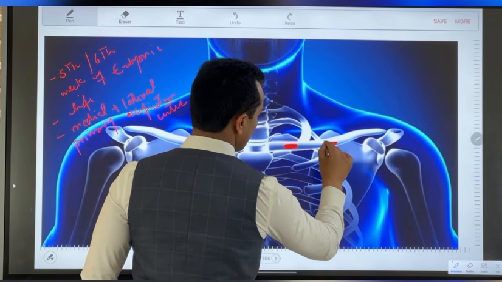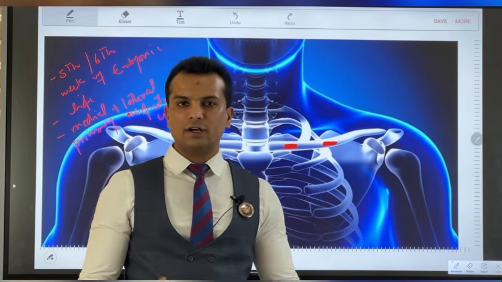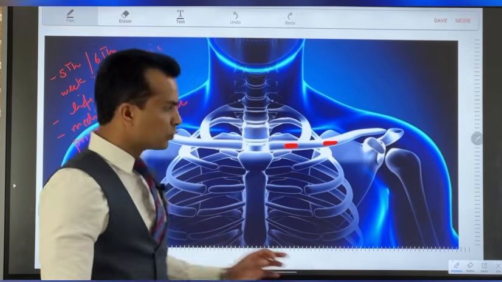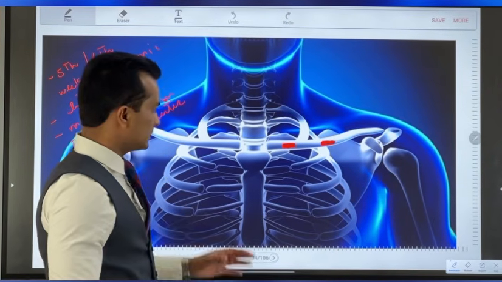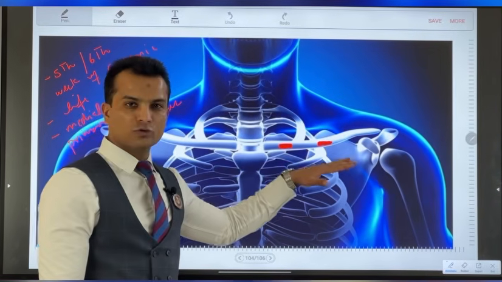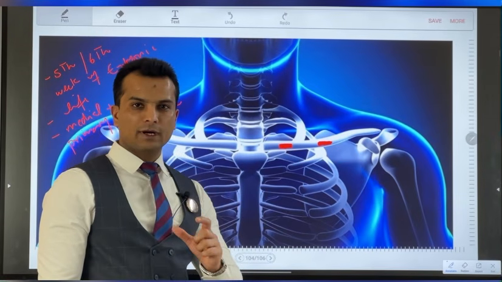So write this important information: clavicle ossification usually starts in the 5th, 6th week of gestational life, through which type of ossification? Through intramembranous ossification. And these ossification centers are the medial and lateral primary ossification centers, which are close together in the shaft of the clavicle. First important information.